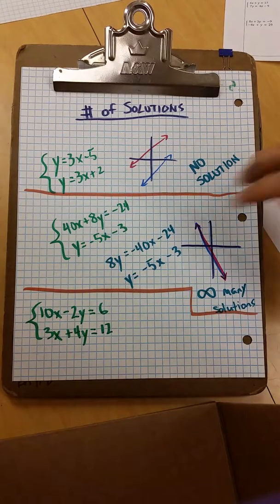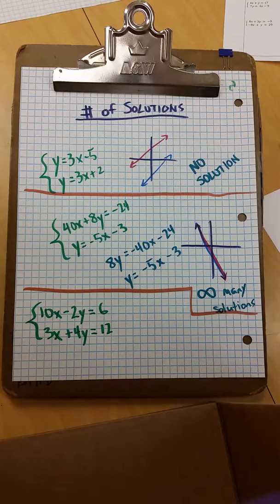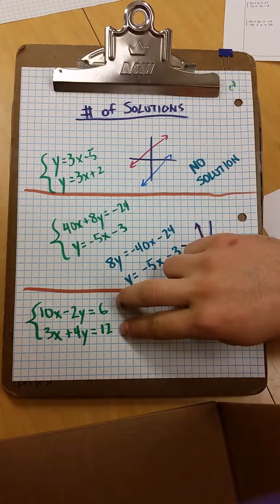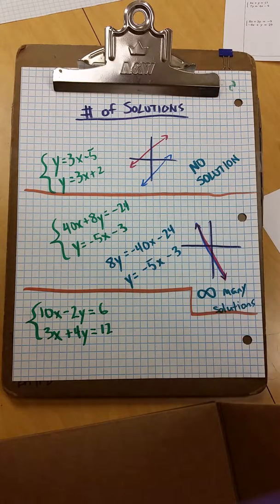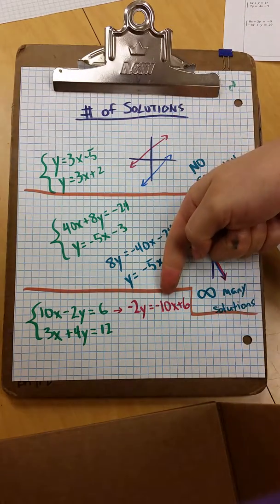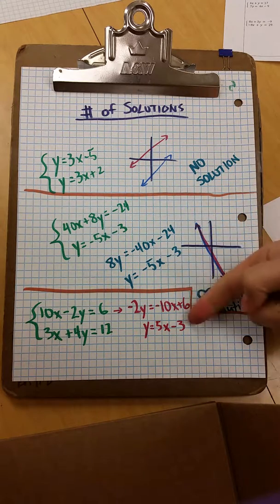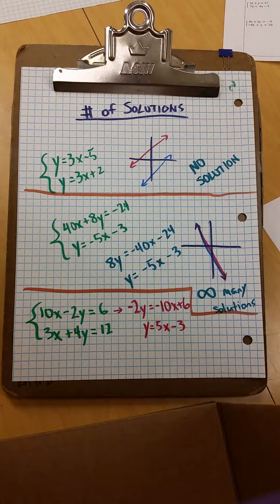Our last example also has our equations in standard form, so we cannot tell the slope right offhand. So let's turn them both first into y equals mx plus b form. First, we throw the x term to the other side. It becomes negative. Next, we divide everything by negative 2, and we get y equals 5x minus 3.